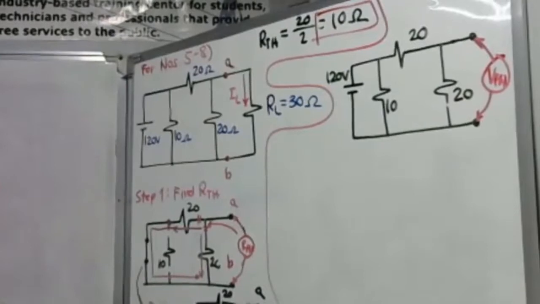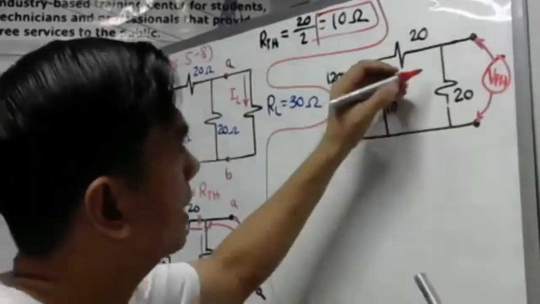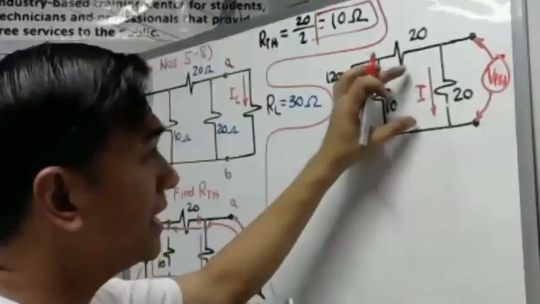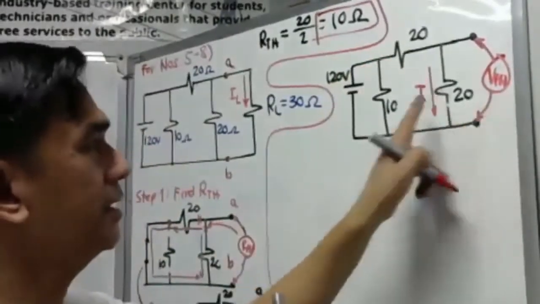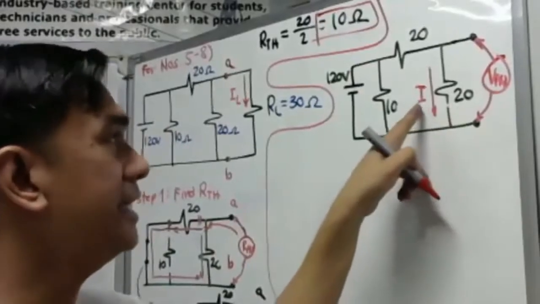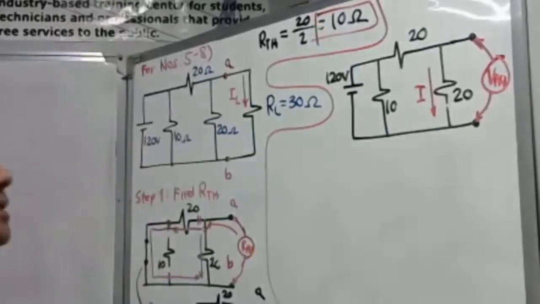Okay. First, we have to calculate the current I here. We have to know current I here. So that it is just simply Ohm's law. The VTH is equal to the current times the resistance. You just have to find the current I here. Kukunin lang natin yung current I natin dyan.